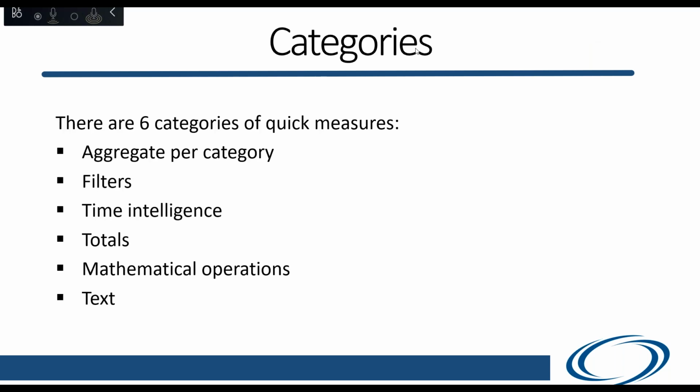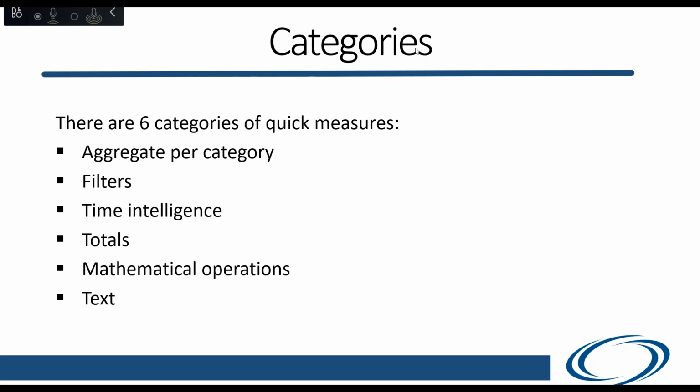So within all the quick measures available, which we'll look at within the desktop here in a moment, there's 6 different categories of quick measures. And then within that, there's almost 30 different options right now of quick measures. So you can see here with the list, there's aggregate types, filters, totals, things like that. And we'll take a look at each of the categories.